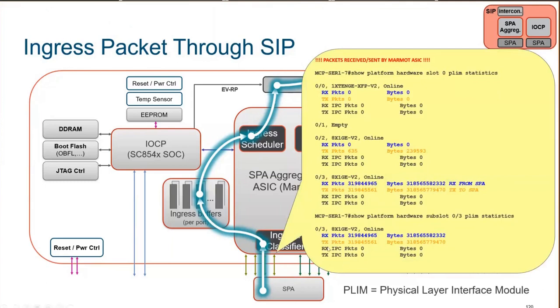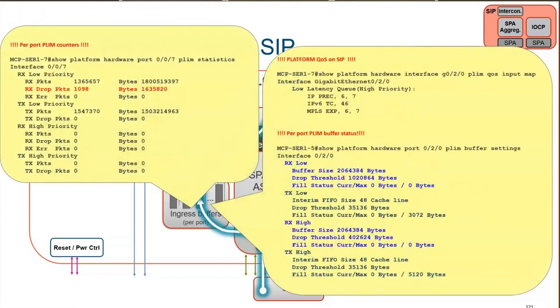We can check how many packets were received in the ingress direction, how many packets were received in egress, and how many of them were IPC packets. These are different PLIM statistics. PLIM is the physical layer interface module. This is a driver that exists on the SIP. The PLIM helps us get the statistics of all the packets that traverse through a SIP module. We have per port PLIM counters. If you see here, it's for port 007, and we have per port PLIM buffer as well, platform QoS.